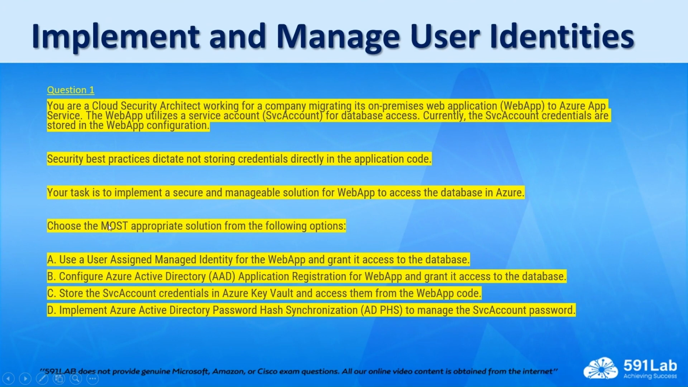As you can see, the right answer here is configure Azure Active Directory application registration for the web application and grant it access to the database. The other choices are not correct, for the reasons below. For example, C, storing credentials in the key vault doesn't address the need to avoid embedding them in code, because it's not addressing that particular need essentially. D, Active Directory password hash synchronization synchronizes the on-premises passwords to Azure AD, but it's not relevant to this scenario with the service account. So it doesn't play a part.